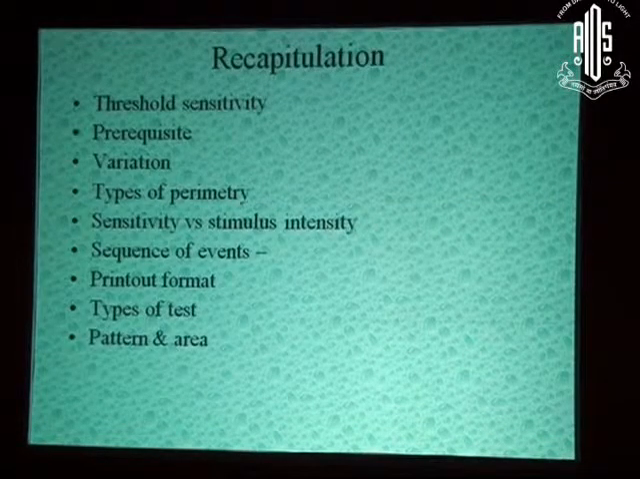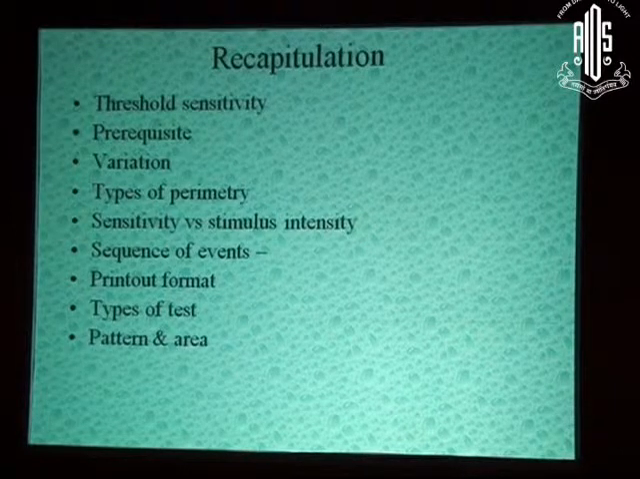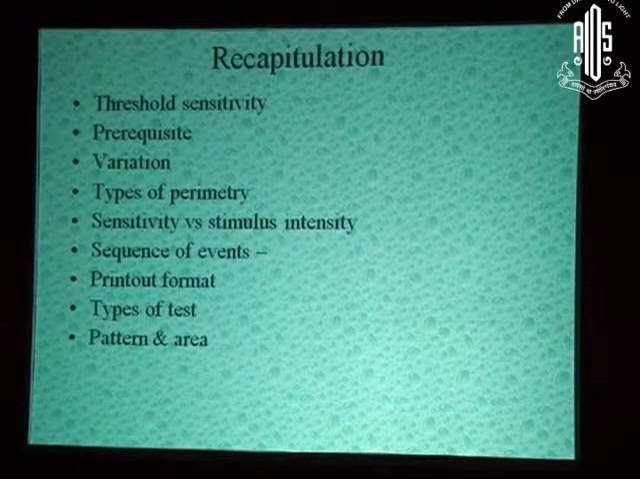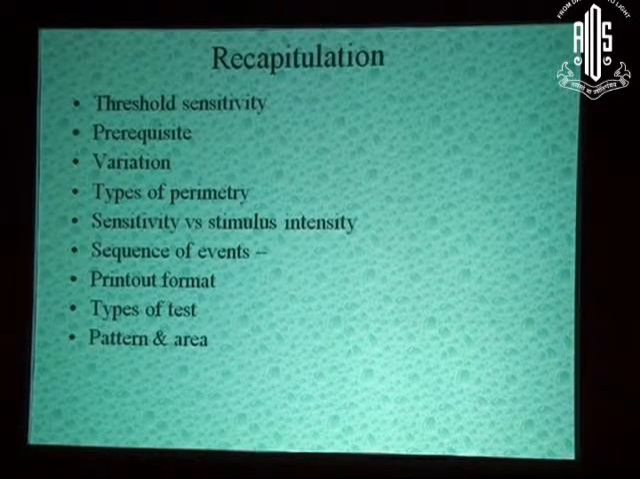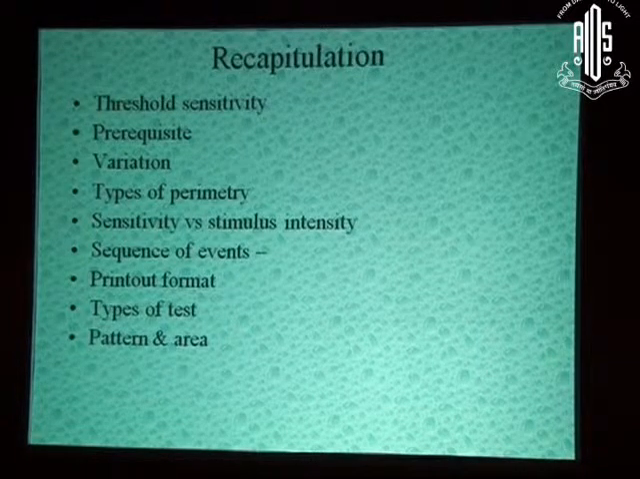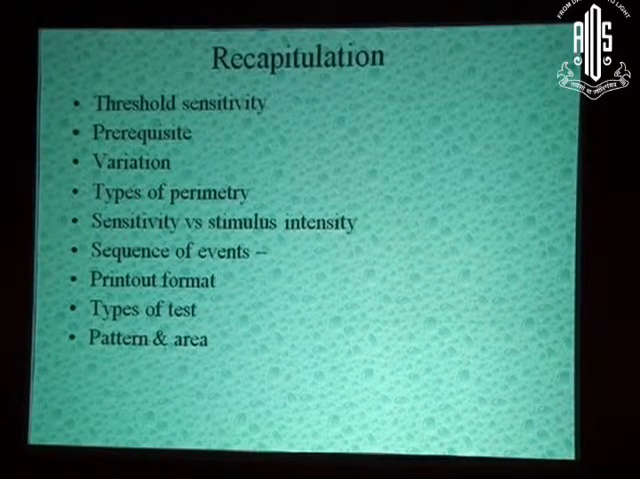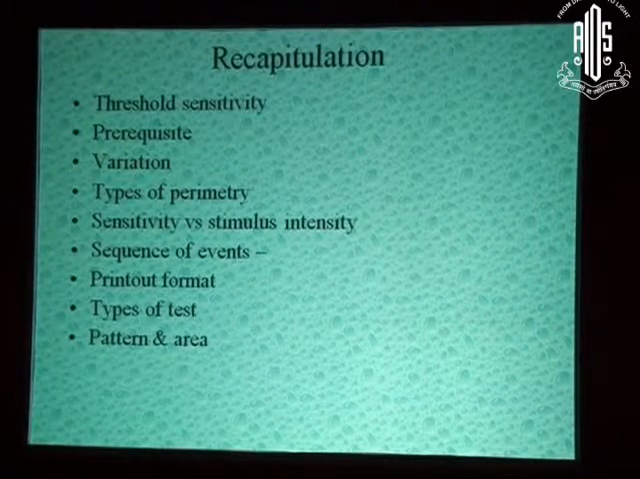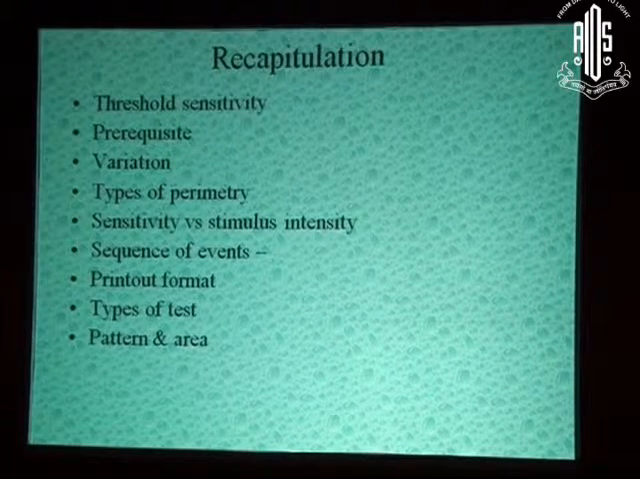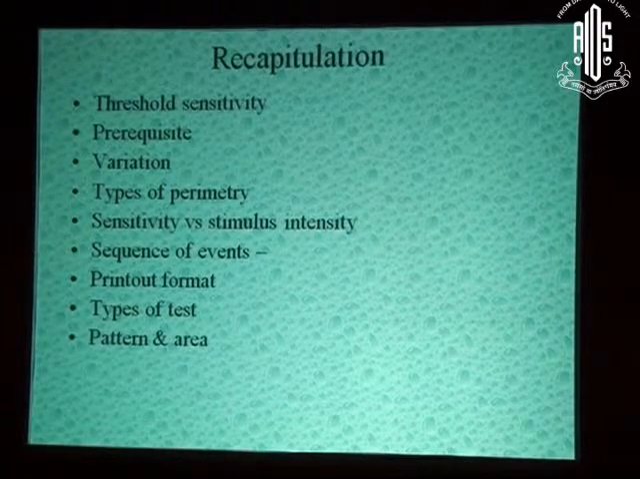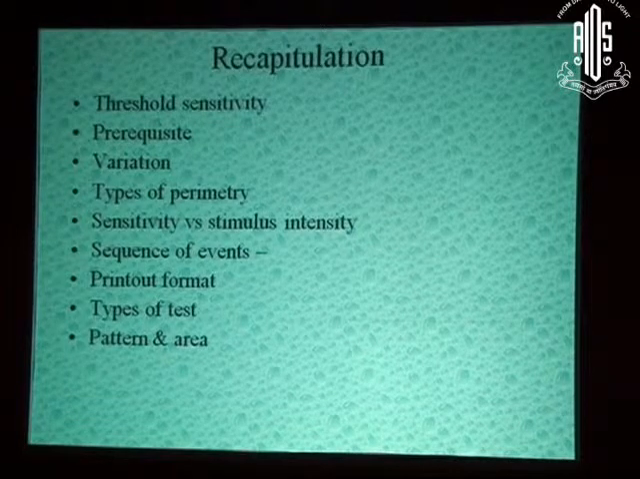So just to recapitulate a little about what we know right now: what is threshold sensitivity, like the 50% of the time the patient is likely to respond for that. What are the prerequisites for doing a perimetric test? What are the variations? The standard is white on white perimetry, others are like this. Types of perimetry are the threshold or screening test. The threshold is always preferable to the screening, but it will take more time. Sensitivity versus stimulus intensity, I have already discussed.